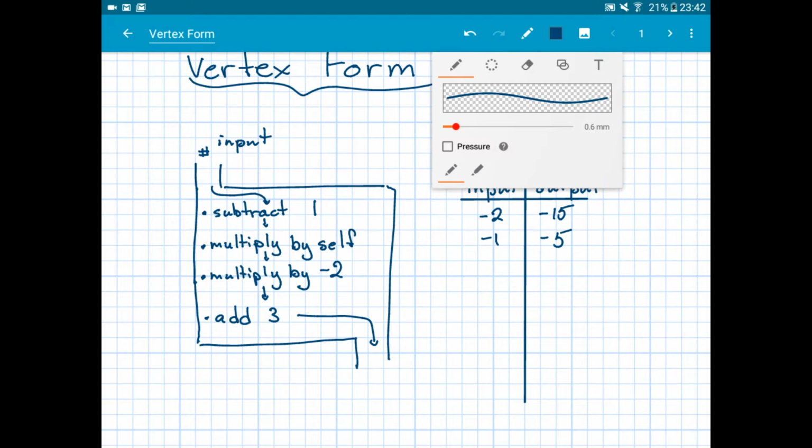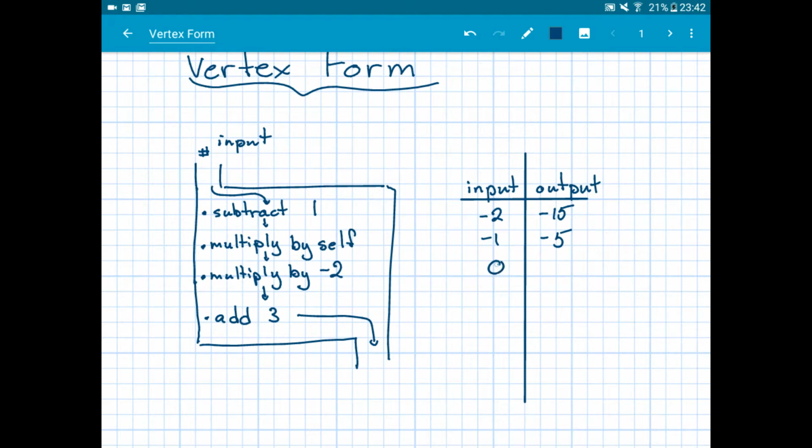This one's a little bit easier. We're going to use 0. So 0 minus 1 would be minus 1. Multiply by itself is just 1. Multiply by minus 2 would make minus 2. Add 3 would be positive 1. Okay, so now we'll keep going.